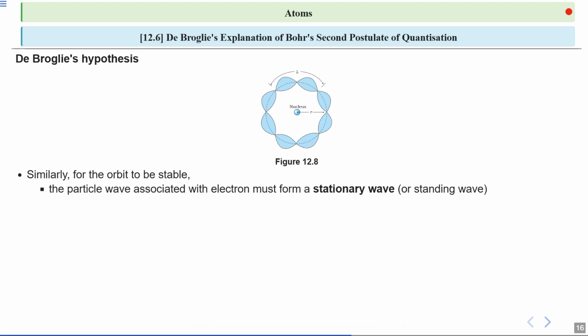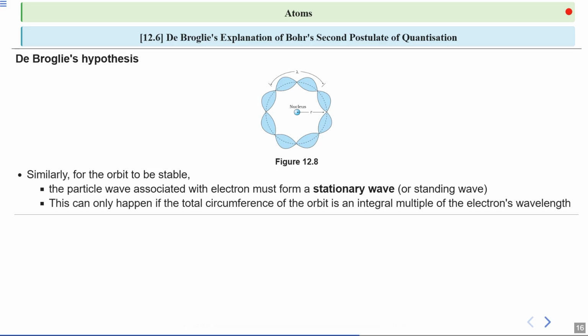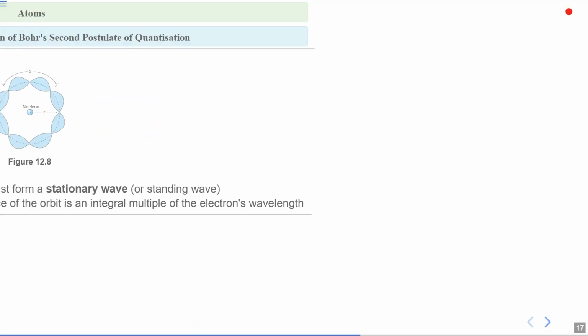Specifically, the electron's wave must form a stationary wave, also called a standing wave. A stationary wave is a wave that doesn't move along the orbit, but instead has fixed points called nodes. This means the electron's wave pattern repeats perfectly as it goes around the nucleus. This can only happen if the circumference of the orbit is an exact multiple of the electron's wavelength. In other words, the length around the orbit must be equal to 1, 2, 3 or more full wavelengths.